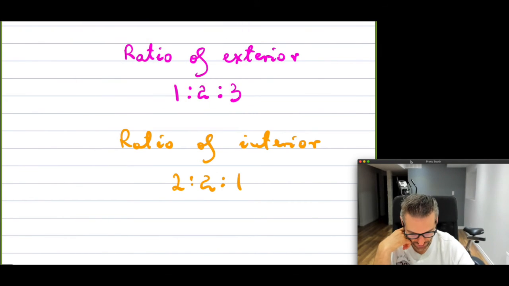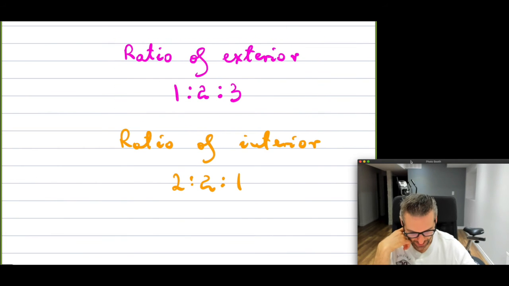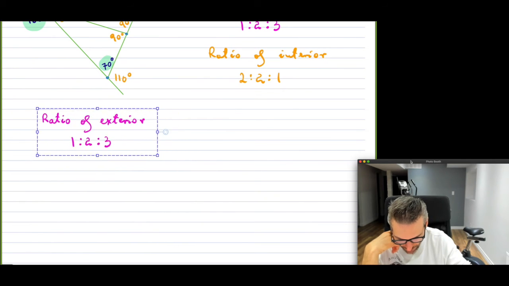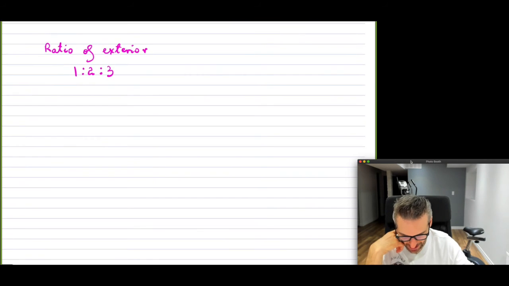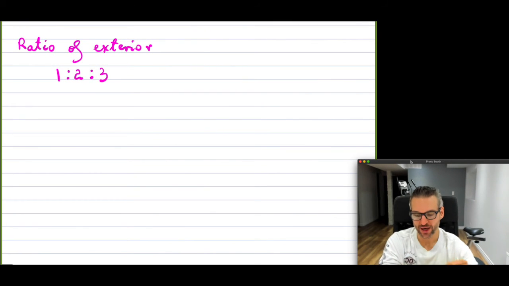Okay, so first, let me copy this down. All right, and I'll bring it down here so that we can work on it. So let's imagine that we were told that the ratio of the exterior angles is 1 to 2 to 3. All right, so that's the ratio between them.